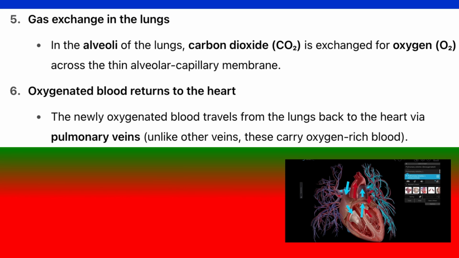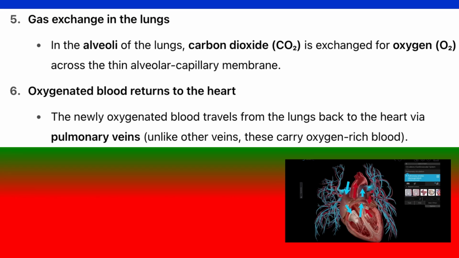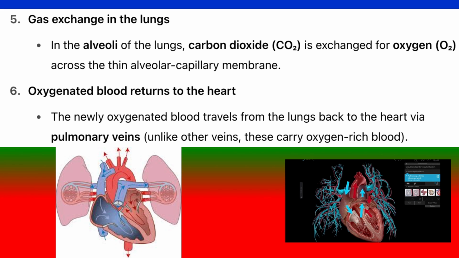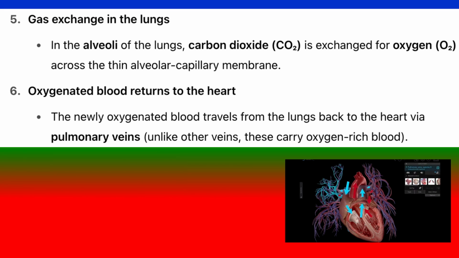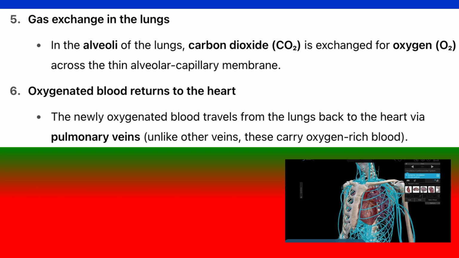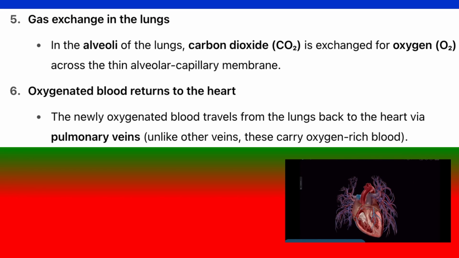5. Gas exchange in the lungs. In the alveoli of the lungs, carbon dioxide, CO2, is exchanged for oxygen, O2, across the thin alveolar capillary membrane. 6. Oxygenated blood returns to the heart. The newly oxygenated blood travels from the lungs back to the heart via pulmonary veins. Unlike other veins, these carry oxygen-rich blood.